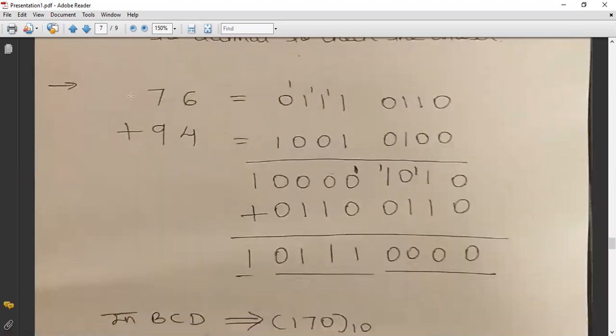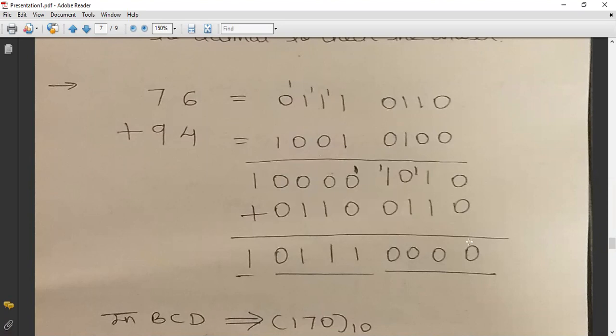Now what we need to do is add these numbers. So 0 plus 0 is 0, 1 plus 0 is 1, 1 plus 0 is 0, carry over 1. So 1 plus 0 is again 1. 1 plus 1 is 0, carry over 1. 1 plus 1 is 0, carry over 1. 0 plus 0 is 0. 1 plus 1 is 0, carry over 1. 0 plus 0 is 0. 1 plus 1 is 0, carry over 1.